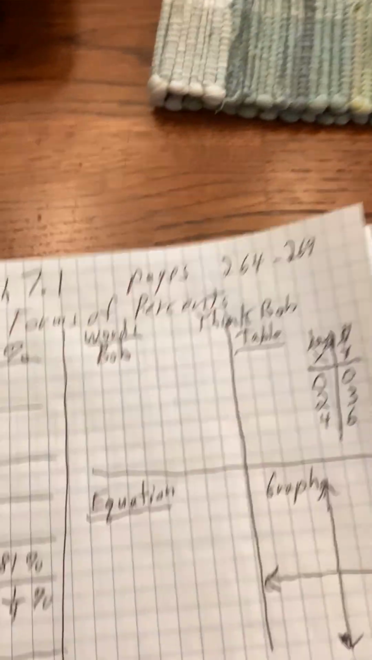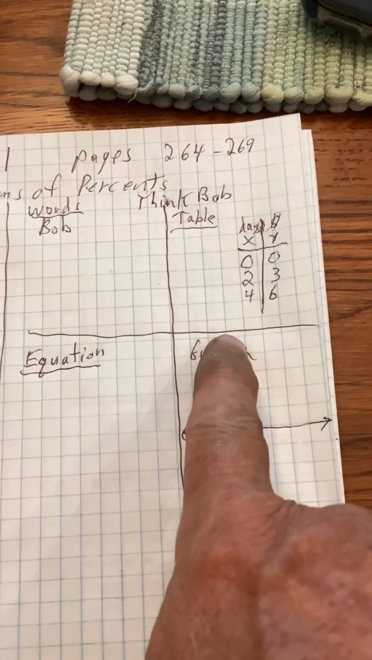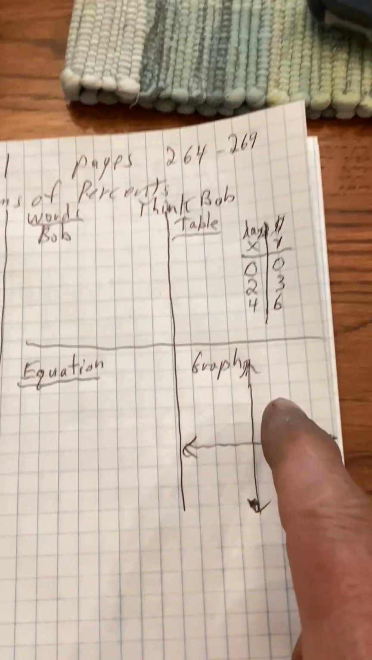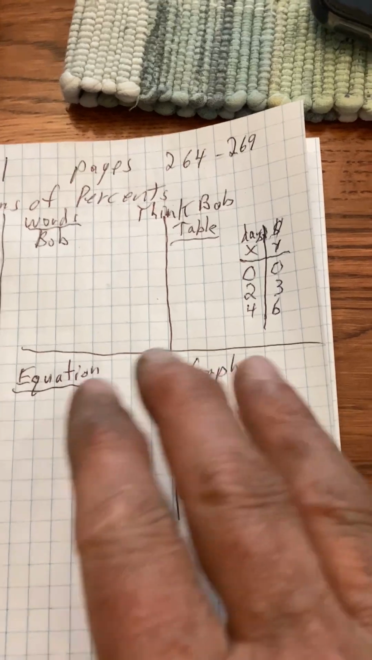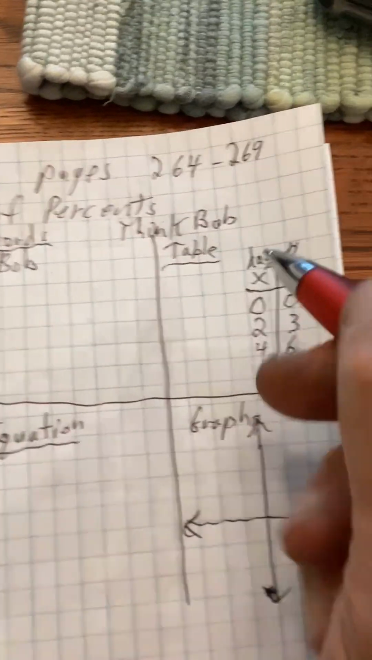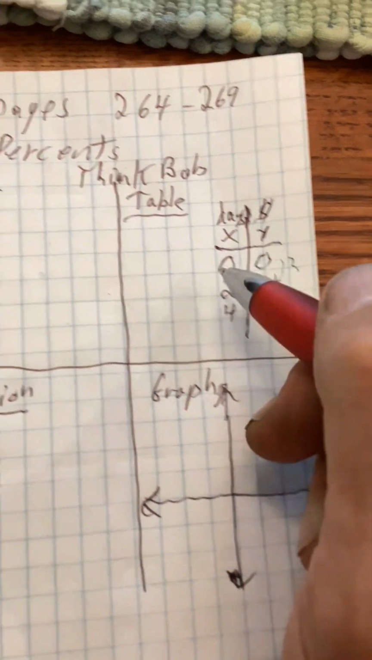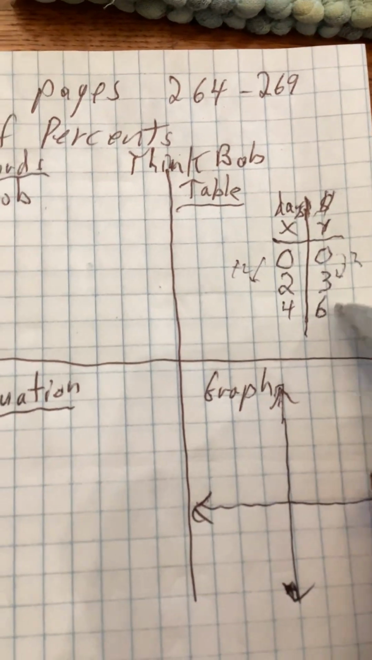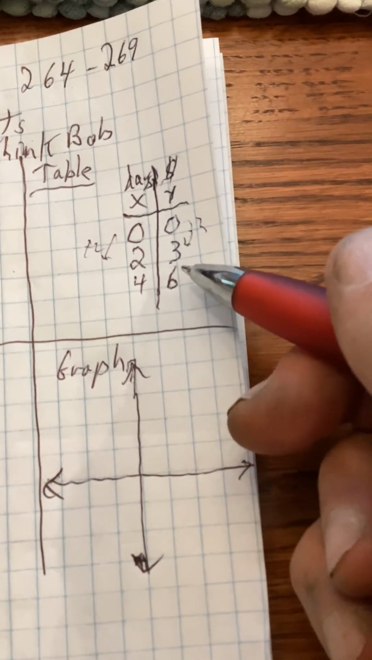So I'm going to do one quick think, Bob, and it's going to be proportional. I'm giving you the table, and you can pause it and do it, or if you're still not getting this, you can just watch me. Here it's going up by 3, and this is going up by 2 every time. So it's a constant rate of change, and it's proportional.